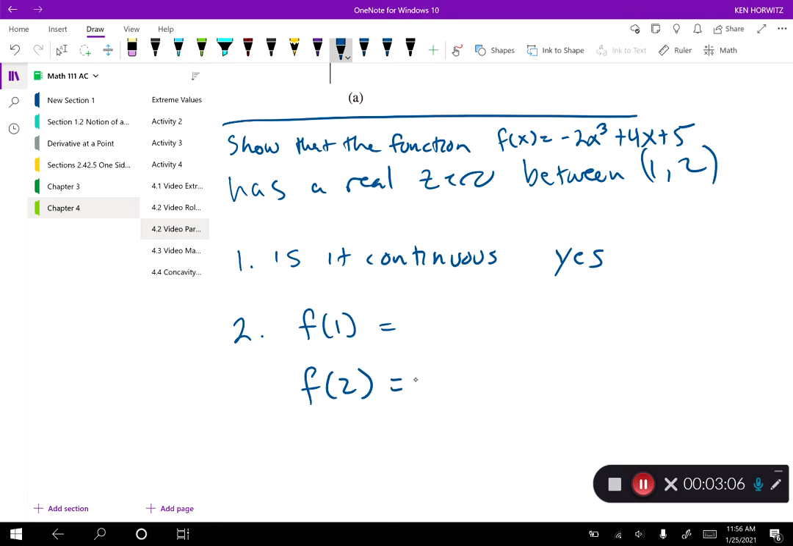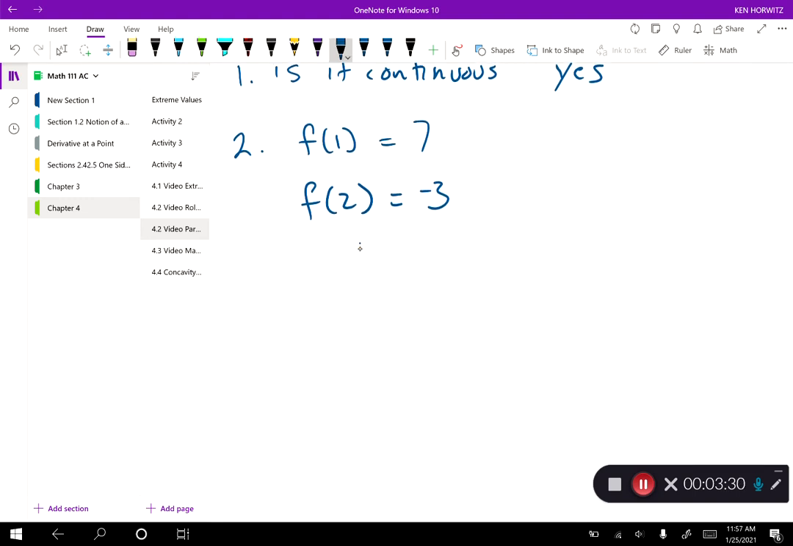All right. So I'm going to ask you at this point to pause the video and figure out what f of 1 and f of 2 are. All right, so hopefully you took 1 and plugged it into your function and 2 and plugged it into your function. I got 7 for this one and negative 3 over here. So basically what this is saying is that I have a point at (1, 7) and (2, negative 3). I don't know what happens in between, but I do know that it crosses at least once.